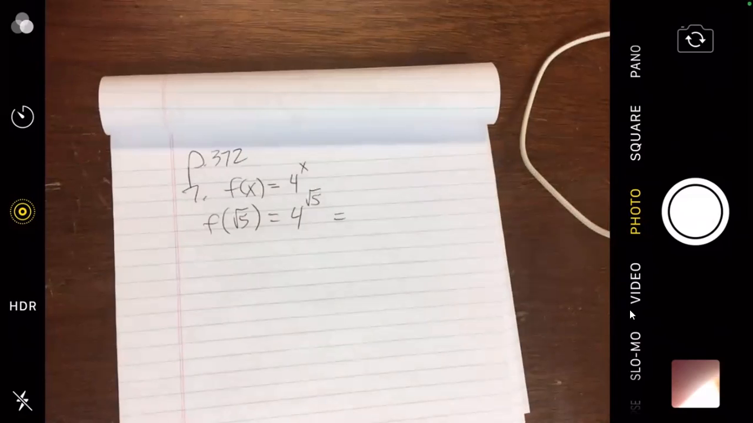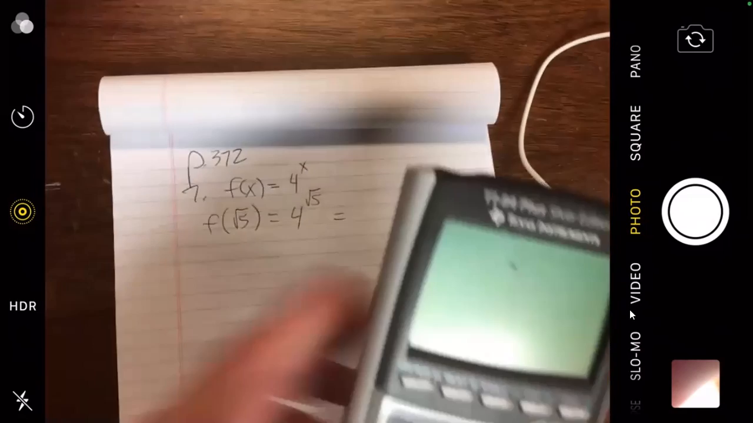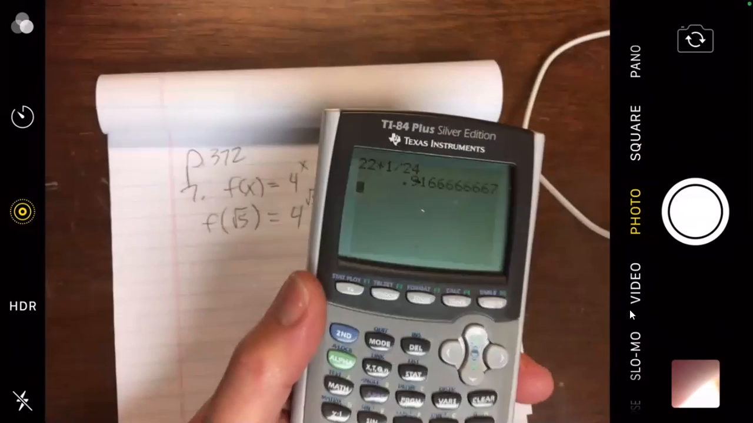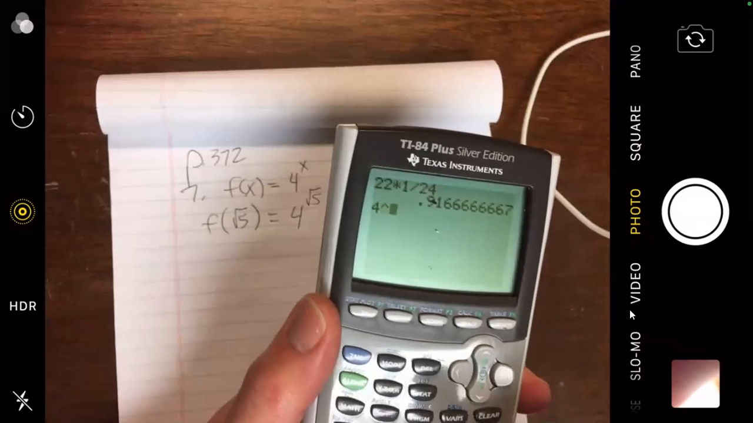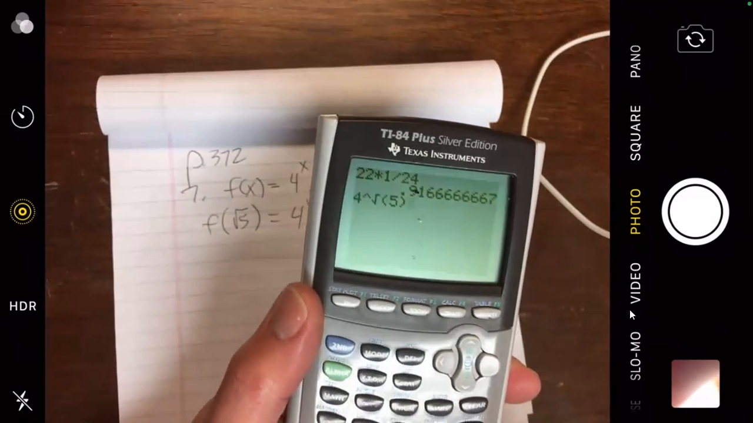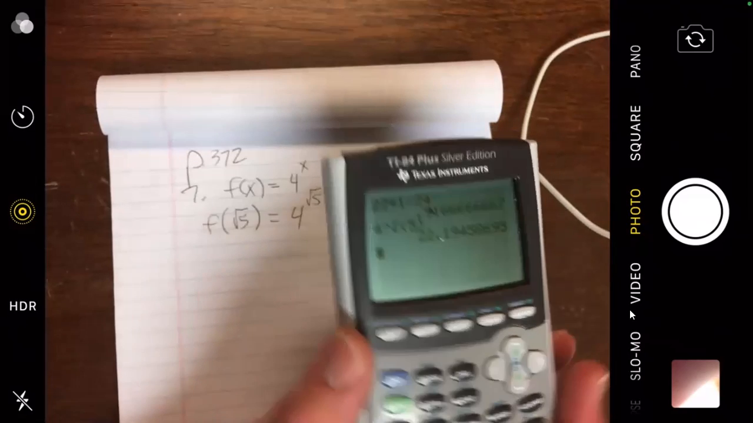If I can find my calculator, my outstanding class preparation, there it is. So yeah. You can see it here. 4 raised to the square root of 5 power. 22.1946, I guess.